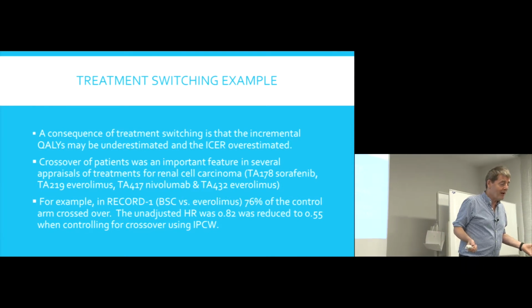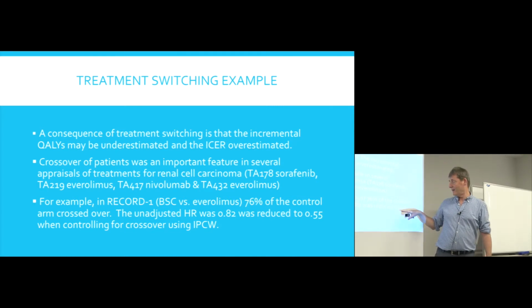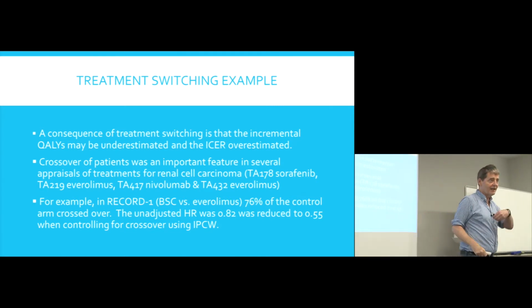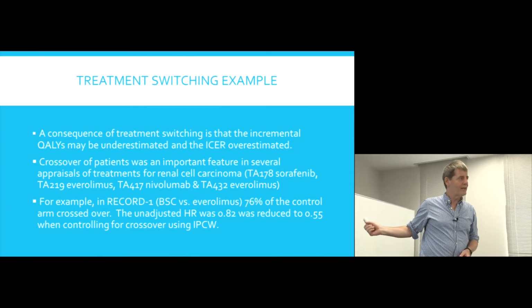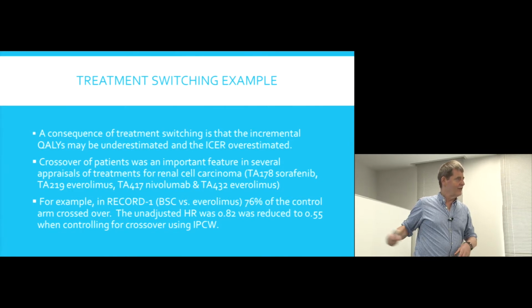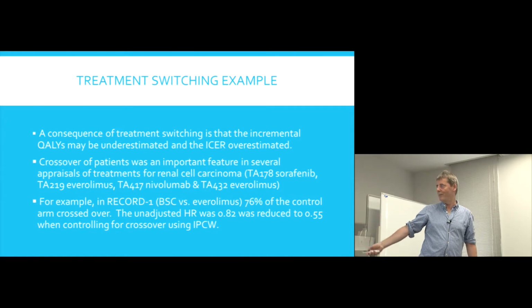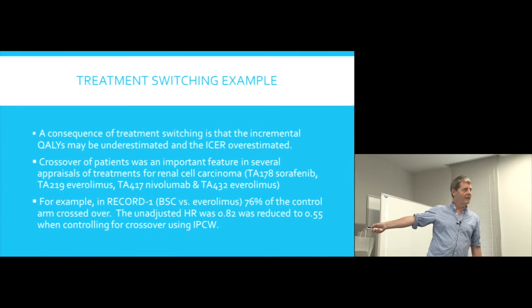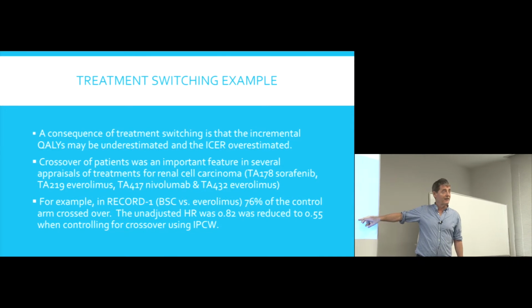Now, to my mind, when you've got so many crossing over and you've got such a marked difference between the hazard ratio, our estimate of how well the drug is working, it would be more damaging to just do the intention to treat, to stick with this 0.82 hazard ratio. It's really unlikely that this is a good estimate. It's quite plausible that this 0.55 is nearer the truth. And so in doing the economic modelling, I would want to use some adjustment for treatment switching in this case.